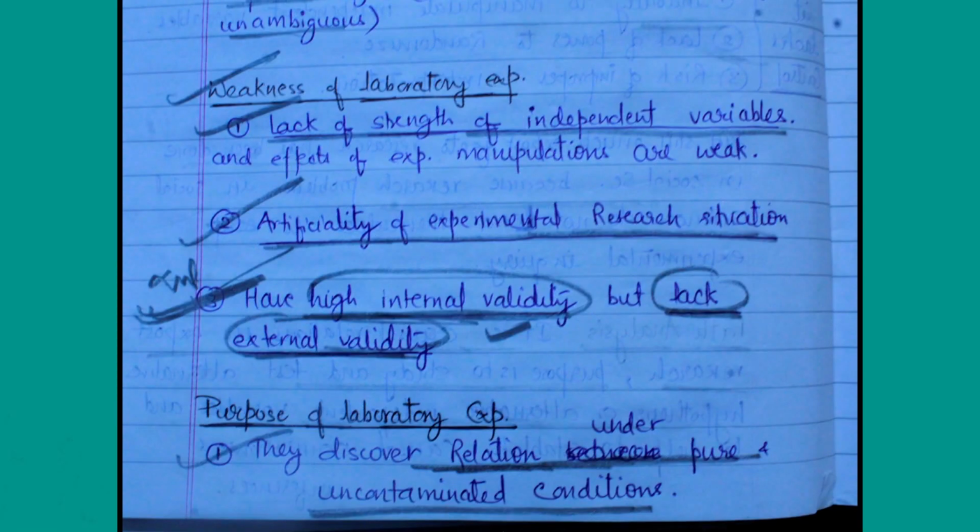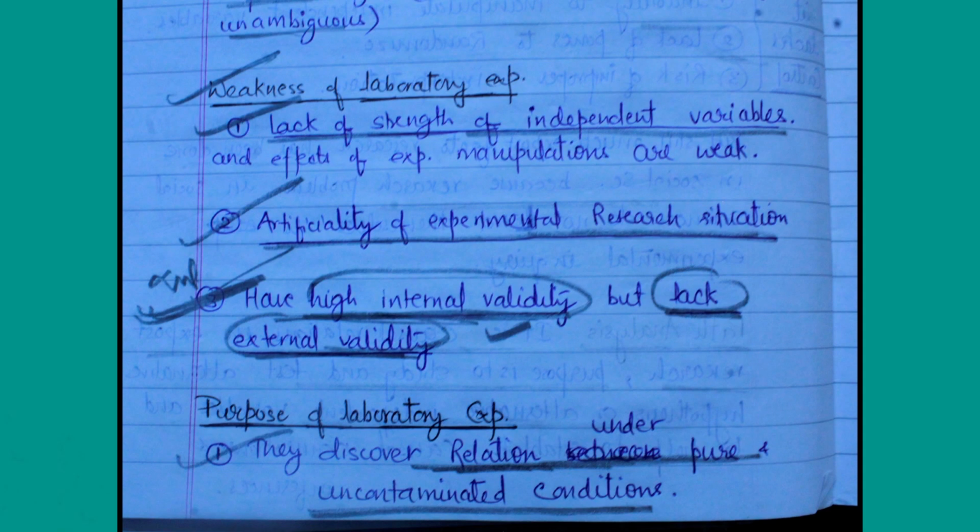What are the weaknesses? Lack of strength of the independent variable, because laboratory and field are both different situations. In the laboratory you are able to control the variables, but in the field you will not be able to control. And once there is a lack of strength of the independent variable, generalizability will also be low. Then artificiality. In a lab experiment, it is not 100% sure that your technology or your experiment will perform in the field also. It has high internal validity and lacks external validity, which I have already explained to you.